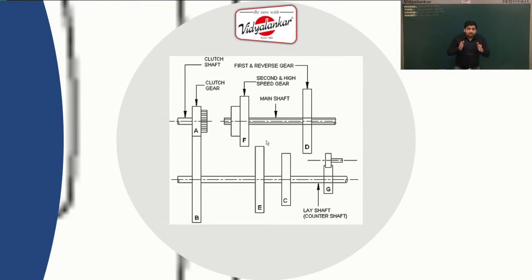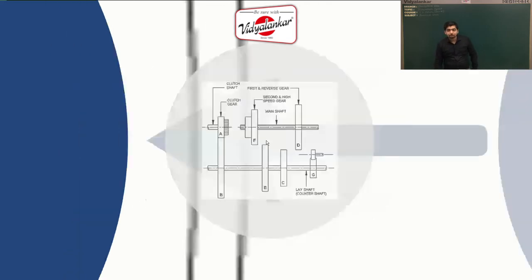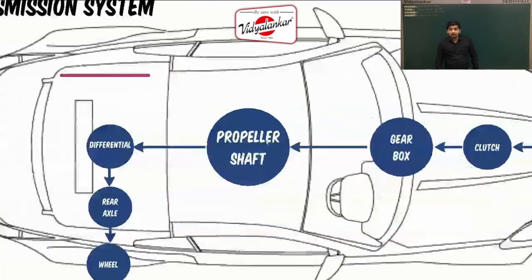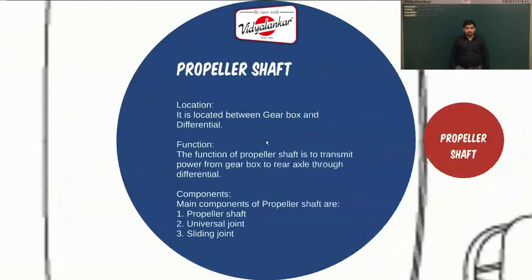Now when the clutch is in engaged position, gear A will rotate gear B, hence the lay shaft will also rotate. By engaging the various gears from the output shaft to the lay shaft, we can attain various forward torques as well as a reverse torque. There are 3 to 5 forward torques and there is one reverse torque. From here, power will be transmitted to the propeller shaft.